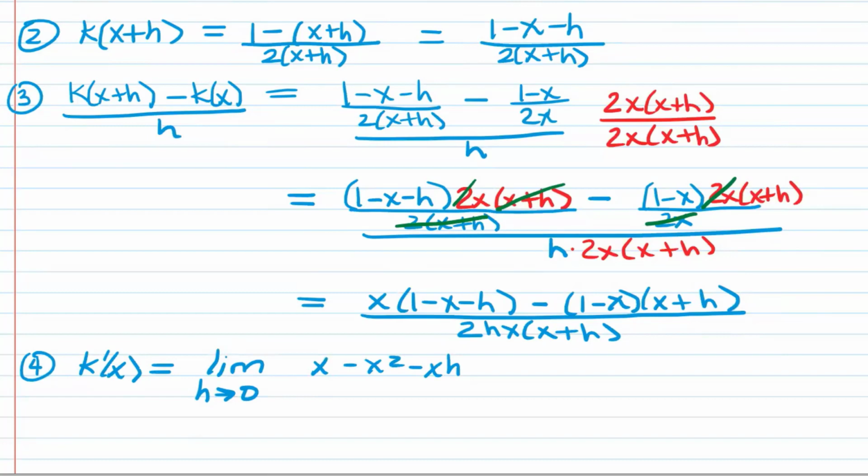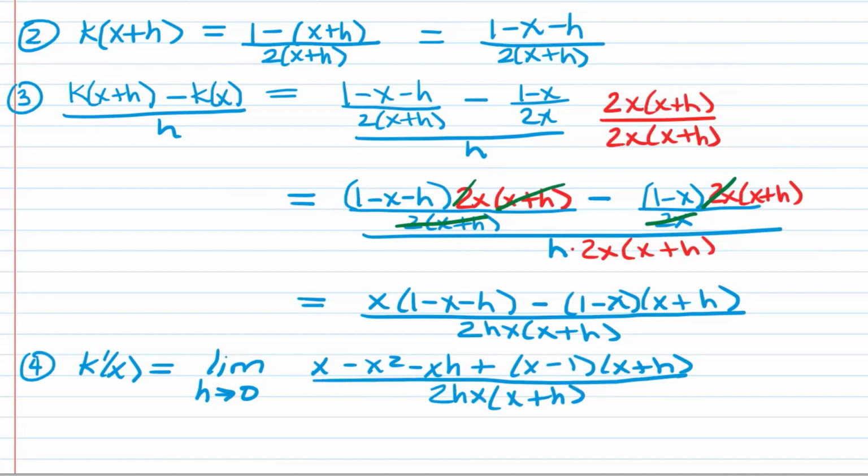And then on the right here, well, actually, you know what? I'm just going to bring that negative in. So this is going to be plus, and it's going to be x minus 1, x plus h. That's easier for me to FOIL that out, but you can do it however you want. All right, so this is going to be x squared minus x plus xh minus h.